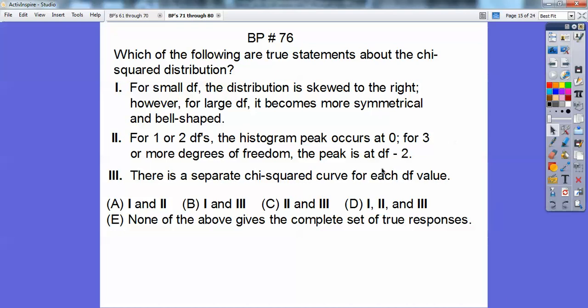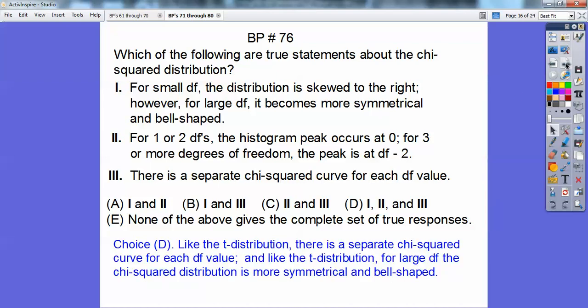There's a separate chi-squared curve for each degrees of freedom. That's true also, just like the t distribution. So all 3 of them are true, and I get choice D on that one. Like the t distribution, there's a separate chi-squared curve for each degrees of freedom value, and the larger the df, the more bell-shaped the chi-squared curve gets.